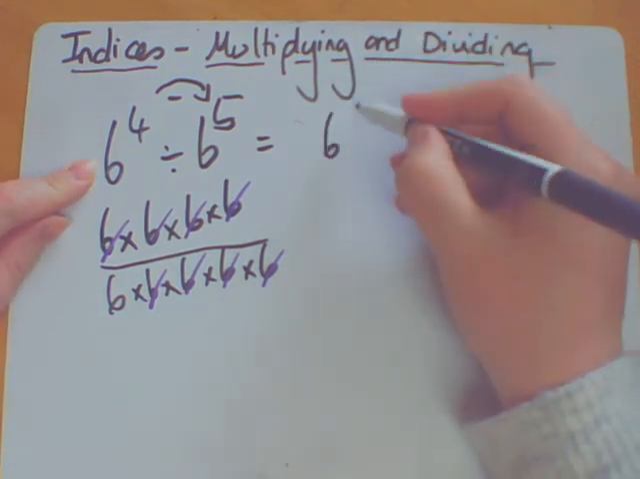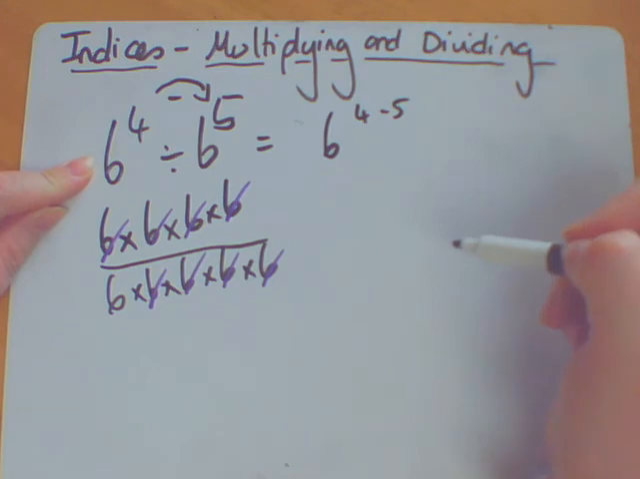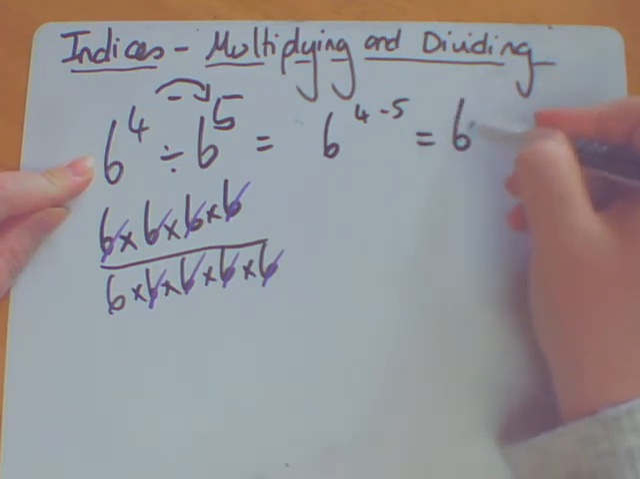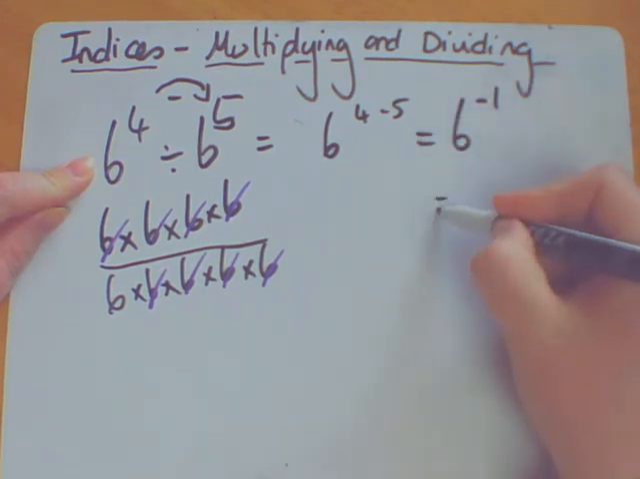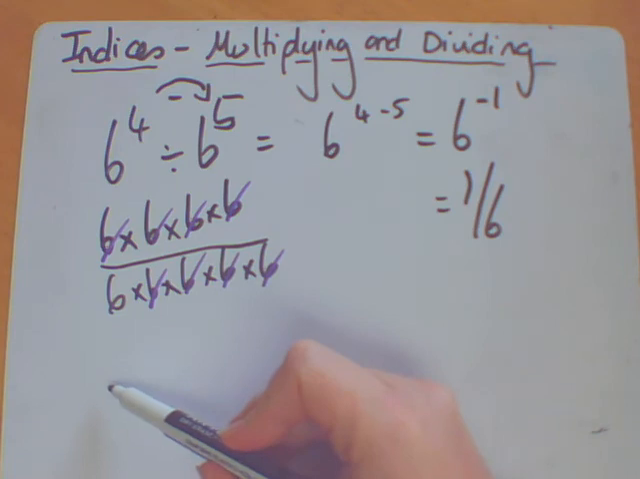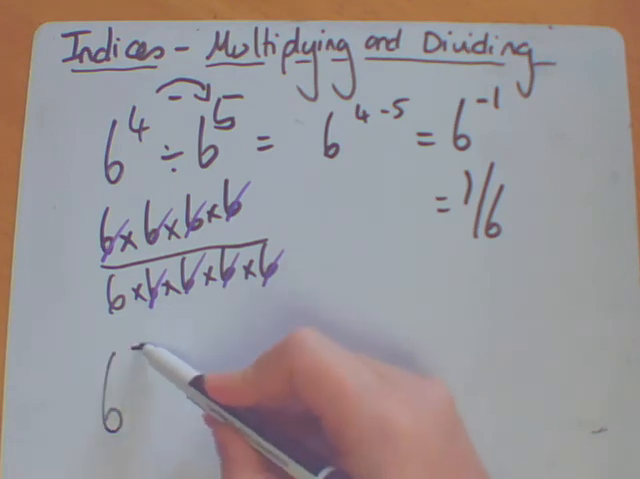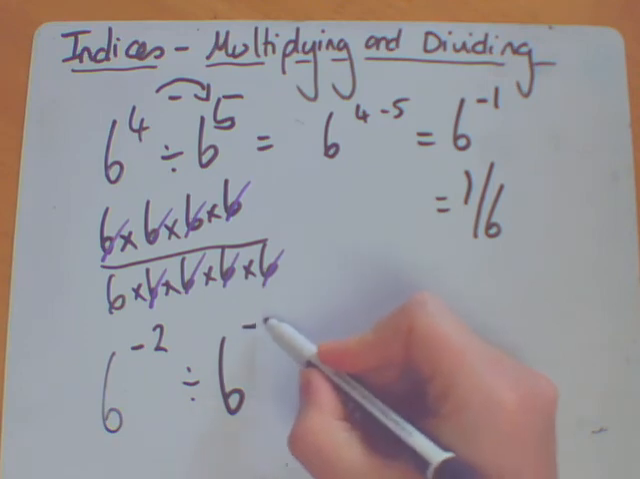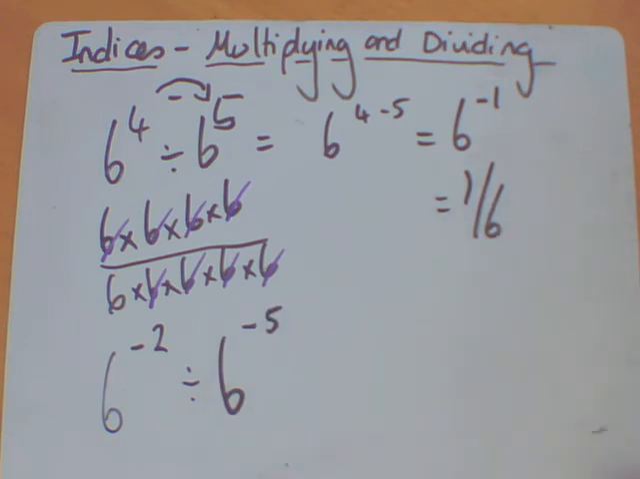So I'm going to do 6 to the power of 4 take away 5, which is 6 to the power of negative 1, or 1/6. Okay, again, there's your index laws, there's your evaluation. You need to be really careful with division when it comes to negatives though. So let's take 6 to the power of minus 2 divided by 6 to the power of negative 5.